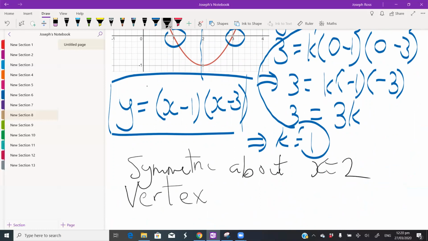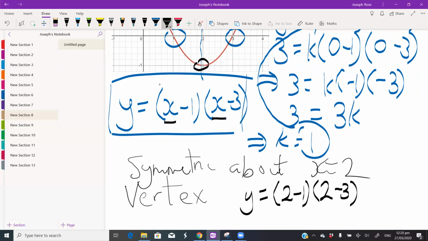so for the vertex, what we need to do is, we know that the vertex is on our line of symmetry. The vertex, by the way, means the turning point. And if we substitute in x equals 2, we get our y value. y is going to be equal to (2 minus 1) multiplied by (2 minus 3). So we're replacing the x's with 2.